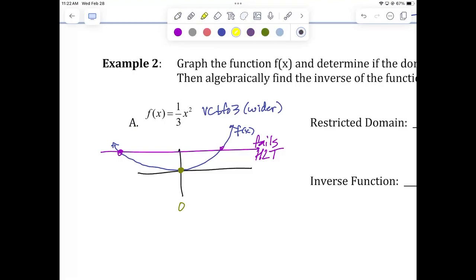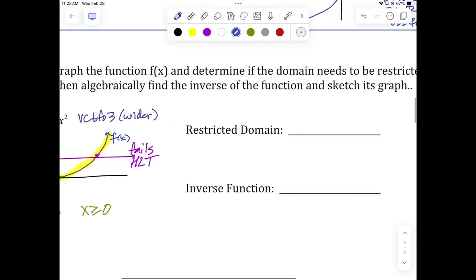Let's highlight that portion. I didn't like crossing it out. Let's use all of those values from 0 to infinity, just like we did before. We'll restrict the domain to x greater than or equal to 0. And then what can we say about the other branch that we're choosing not to use? That we can kind of cross out if we want. So we're looking at half the parabola.